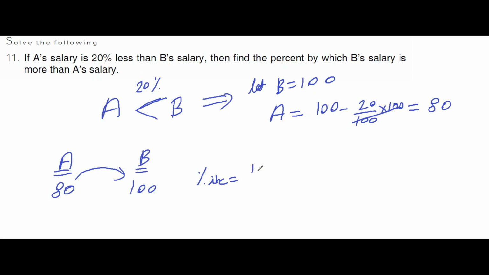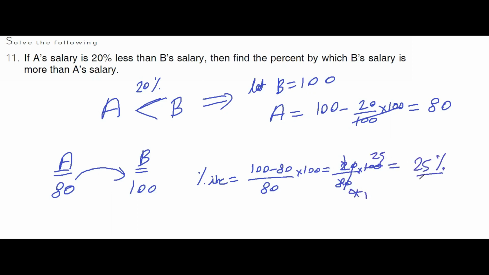So change in the salary will be 100 minus 80. What is original? Original is 80 into 100. That comes out to be 20 upon 80 into 100. 0 0 cancel, 2 1 ja 2, 4 ja 4, 1 ja 4, 25 ja. So 25% will be the answer. Got it?